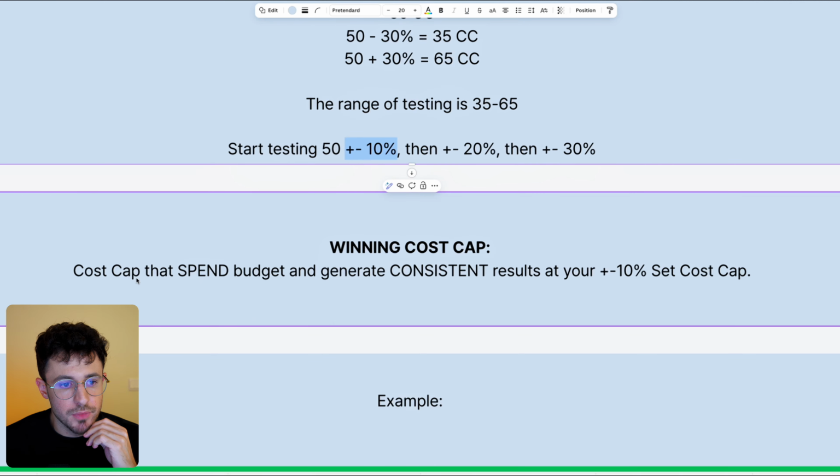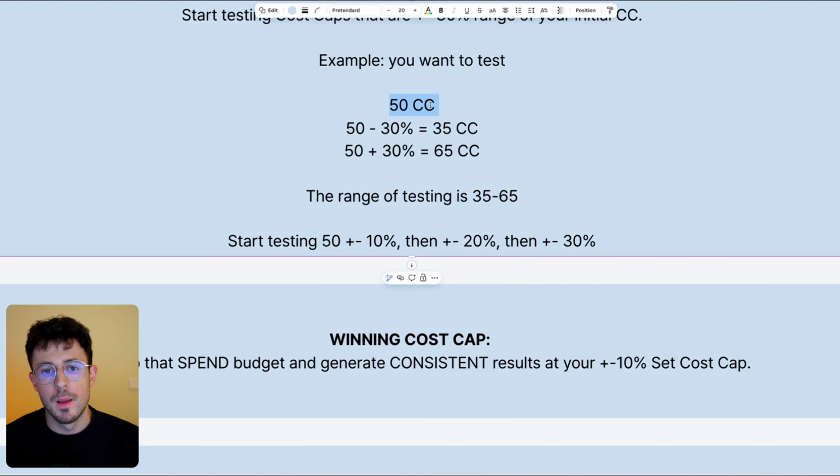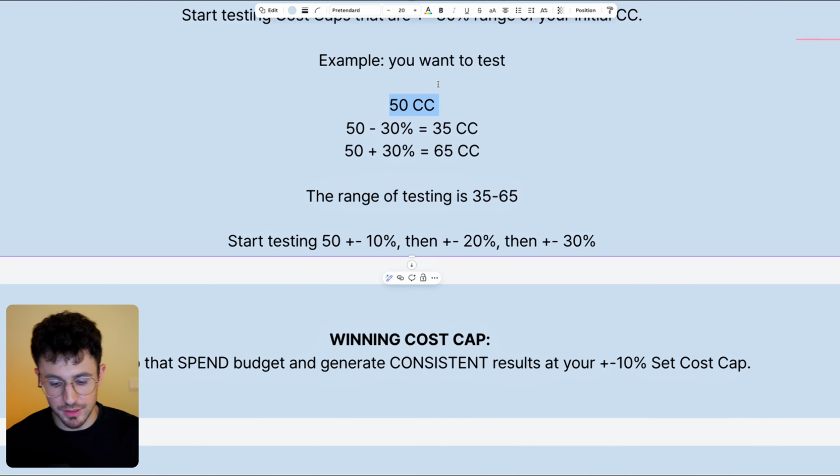Now, winning cost cap. As I mentioned before, the winning cost cap is the cost cap that spends budget and generates consistent results at your plus 10% set cost cap. So if I set a cost cap of 50, what Meta is going to do with the cost cap bidding option is basically give you the 50 cost cap, ideally within a range of 7, 14, 30 days. So in a long time. It's not like a bid cap. Bid cap means that Meta is going to give you purchases only for that specific bid cap that you put, not within a time frame.